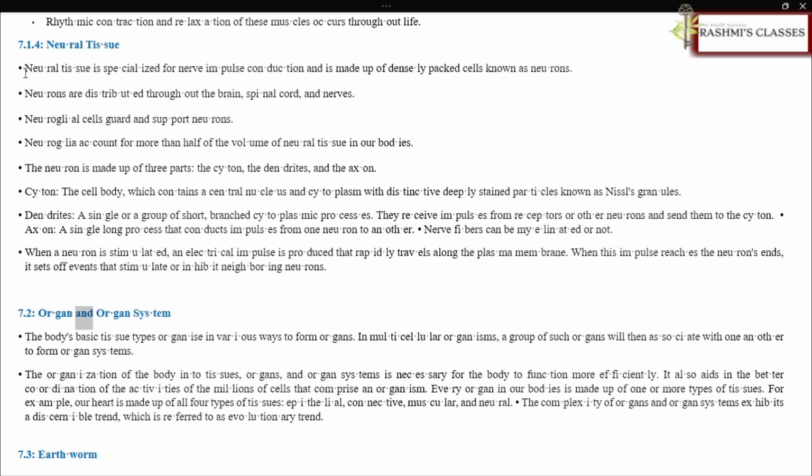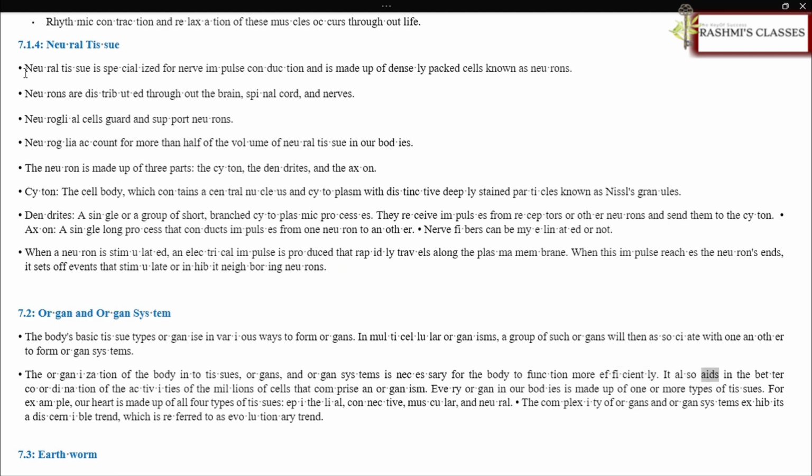7.2 Organ and organ system. The body's basic tissue types organize in various ways to form organs. In multicellular organisms, a group of such organs will then associate with one another to form organ systems. The organization of the body into tissues, organs, and organ systems is necessary for the body to function more efficiently.